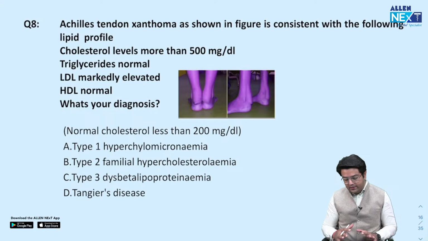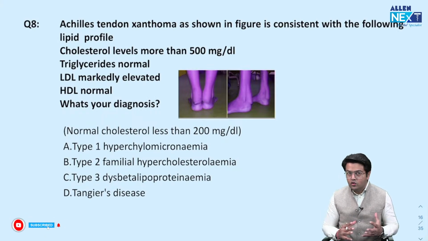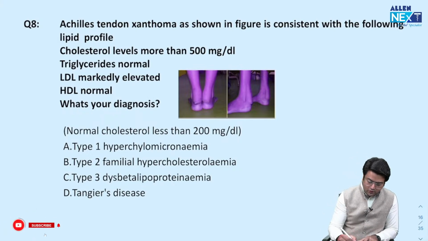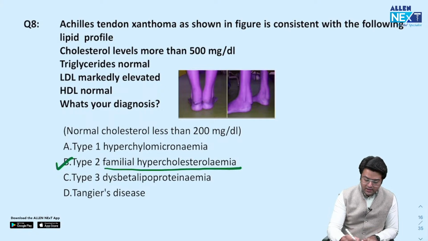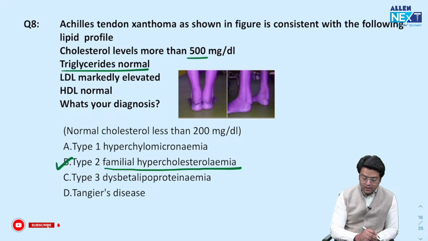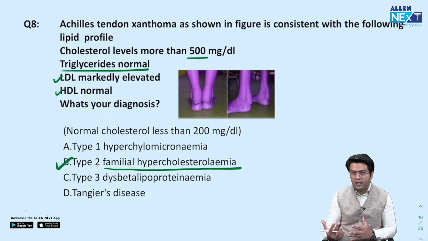Guys, in this question, an image is given, and it's a bilateral Achilles tendon xanthoma. So this is almost certain diagnosis of type 2 hyperlipidemia, or we also call it familial hypercholesterolemia. As you can see in this question, they have also given that the cholesterol is very high and the TG is normal. LDL is very high, HDL is normal.